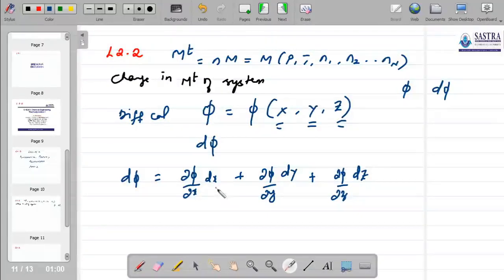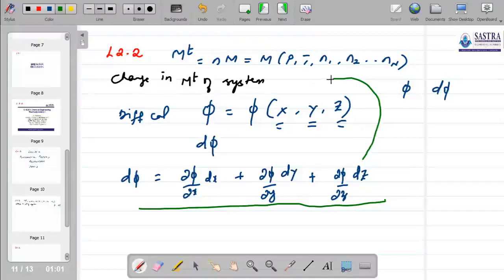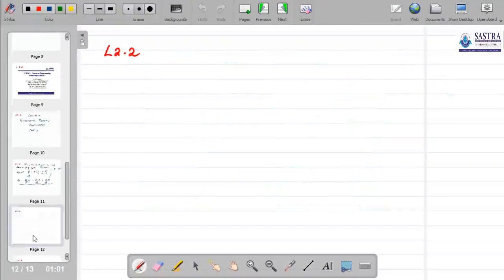So the total change in phi can be represented as a change in x and how far the change in x affects phi, the change in y and how far it affects phi, and the change in z and how far it affects phi. This is how we measure the total change. Taking a clue from this, all we have to do is apply this to a thermodynamic variable M. We are going to use the same concept but apply it to a different set of variables. Let me just do that.